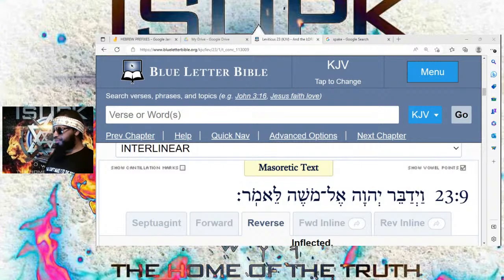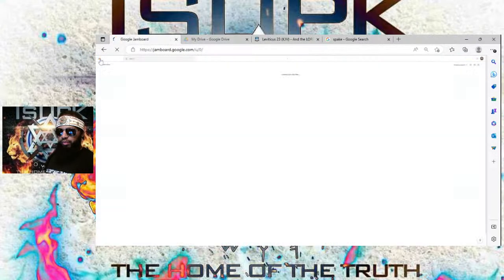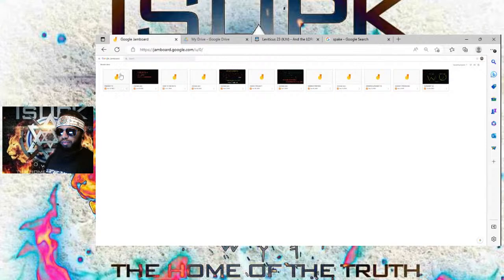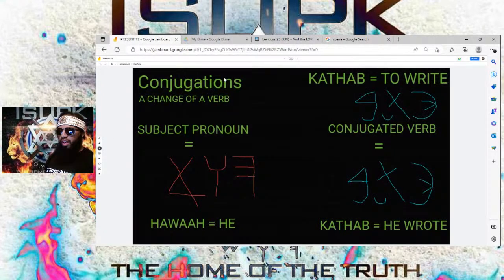I'll let y'all know: because nothing has happened to it. That's how you know that the bar is conjugated in the past tense within this sentence, because nothing changed. The verb, the bar, stayed the same. That's why when we go to the conjugations, you see this right here.